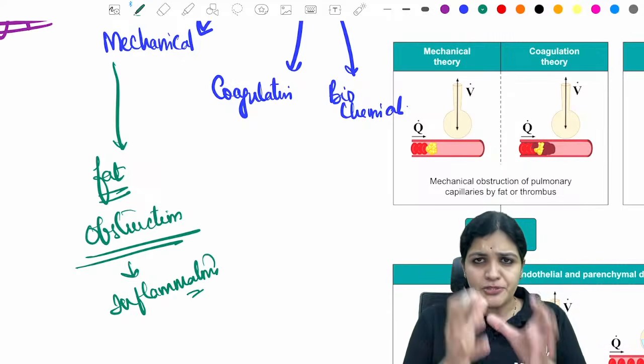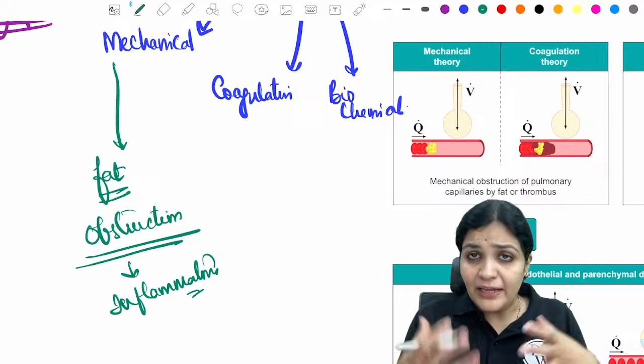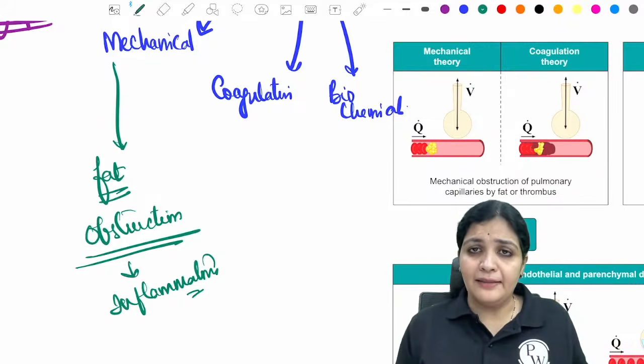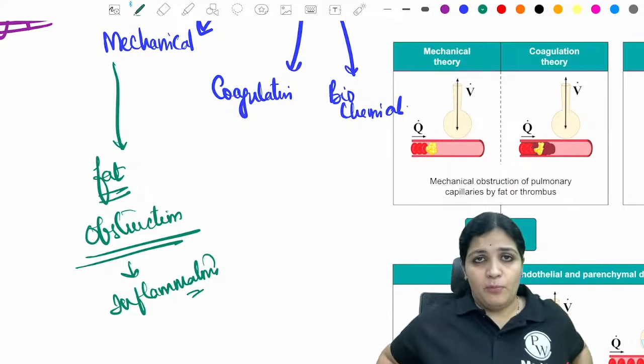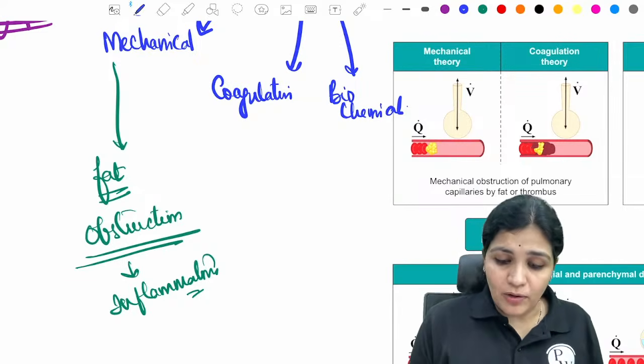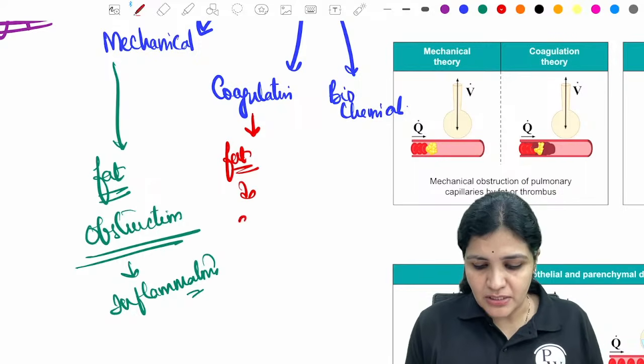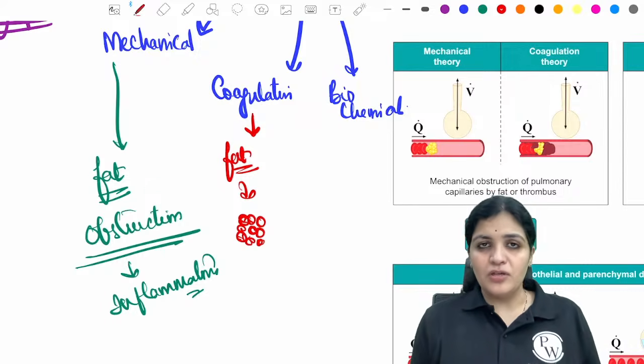So whenever there is an obstruction, the blood can't flow through it, right? So the body gets irritated, the capillaries get irritated, and they will cause this fat embolism. And the second one is coagulation. So what is coagulation? Here, whatever fat globules are present will initiate the process of coagulation. So there will be coagulopathy, and again it will cause obstruction.